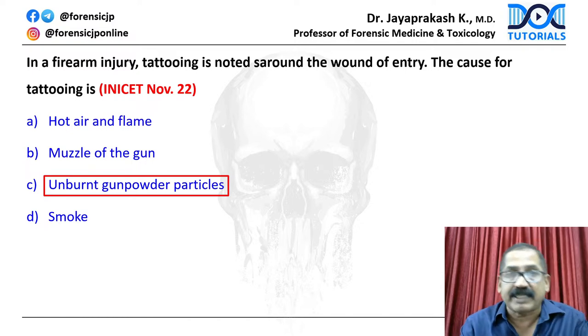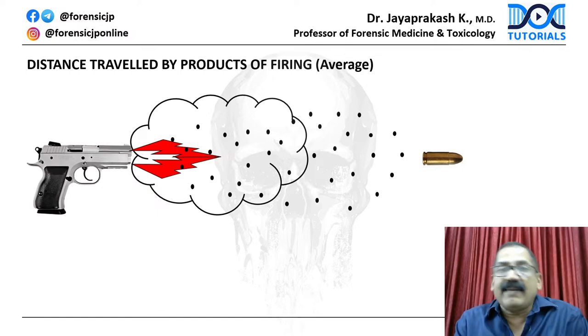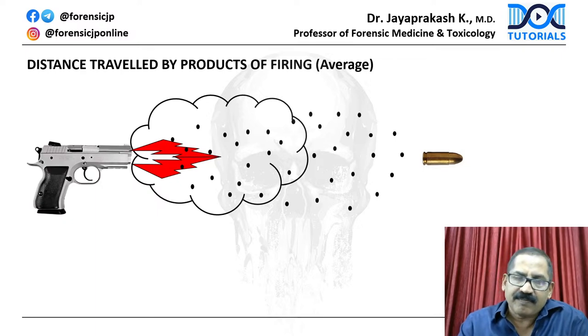Unburned gunpowder particles. Okay. Now, if you want to go to a higher level, you have to know the distance traveled by products of firing on an average. Okay. Now, look here.